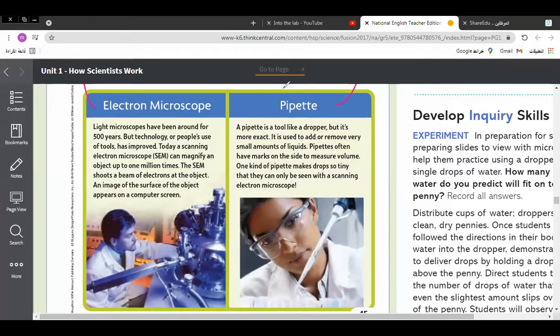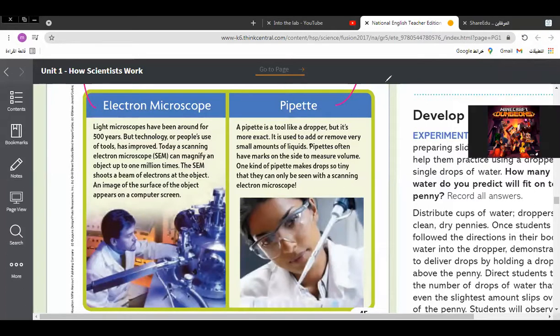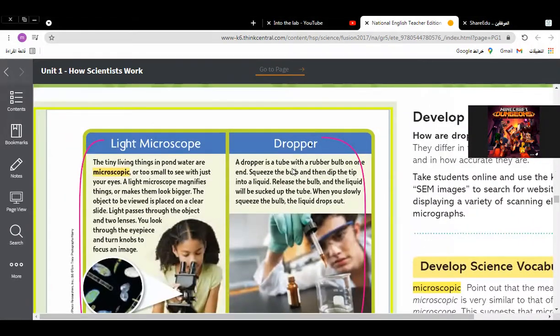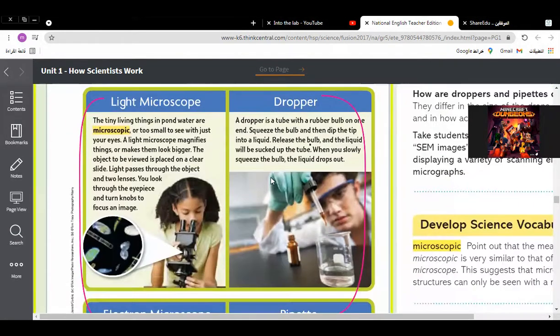Ahmed Omar? Yes, Mr. Dropper. What is a dropper here? A dropper is a tube with a rubber bulb on one end. Squeeze the bulb and then dip the tip into a liquid. Release the bulb and the liquid will be sucked up the tube. When you slowly squeeze the bulb, the liquid drops out.